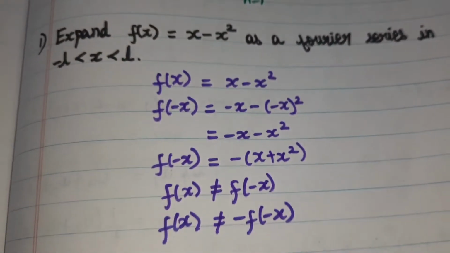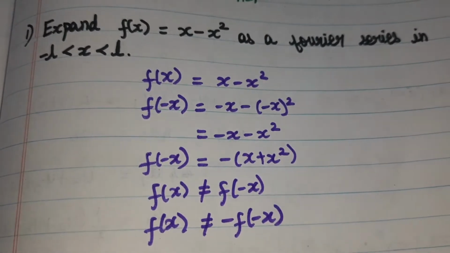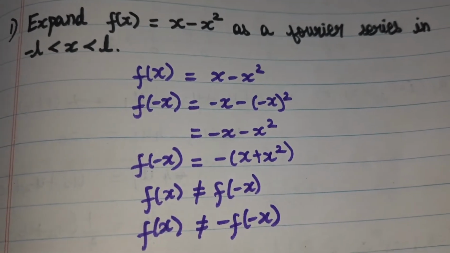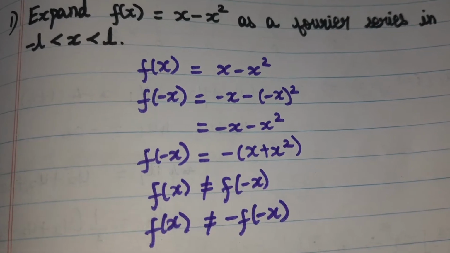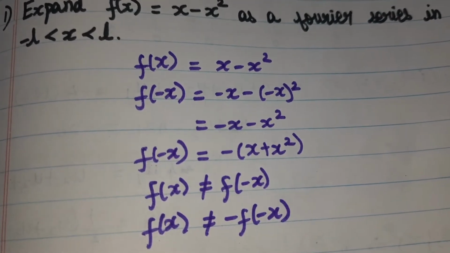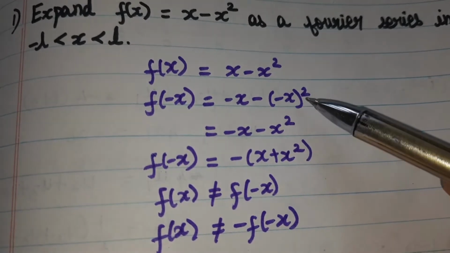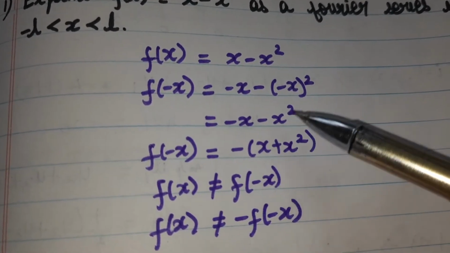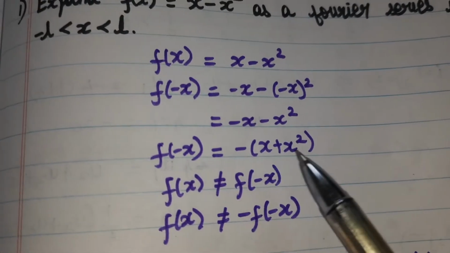So the first question is, expand f of x equal to x minus x square as a Fourier series in minus L less than x less than L. Here f of x is x minus x square. Substitute x is equal to minus x. Therefore, f of minus x equal to minus x minus x the whole square. Here minus x the whole square is x square. Therefore, minus x square. Here take minus as common. Therefore, minus of x plus x square.